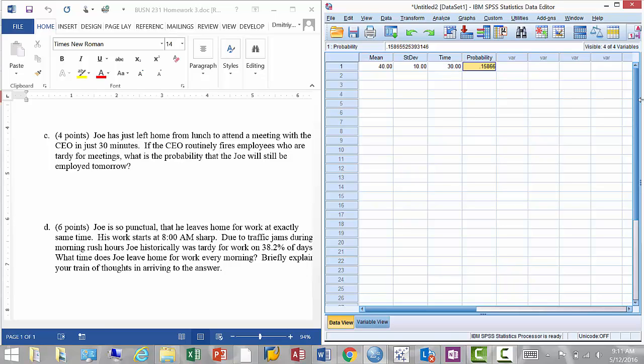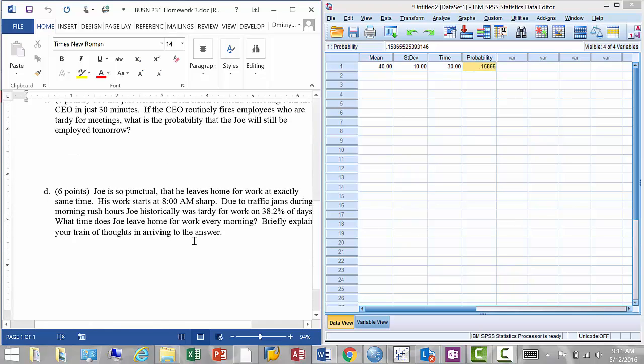Approximately 16% chance, right? That he will still have a job. Not a lot, right? Most likely he will not make it on time and the angry boss will fire him. So he probably needs to start making his resume, right? To find a new job. Okay? Makes sense? All right. The last one was a little tricky, right?